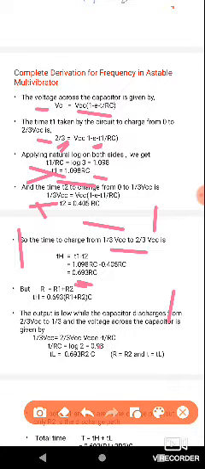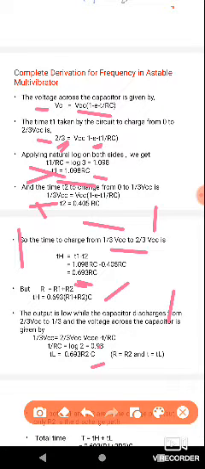Next, TL. Here R1 is equal to R2, so the total time length TL is equal to 0.693 into R2. So here this is the charging position and this is the discharging position.